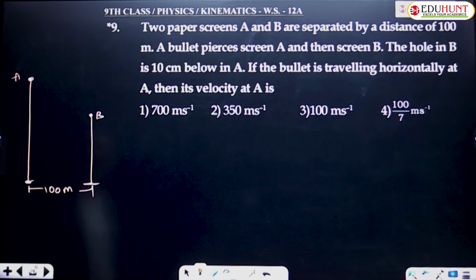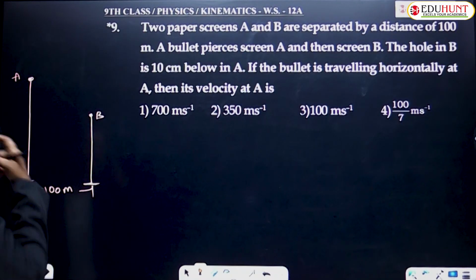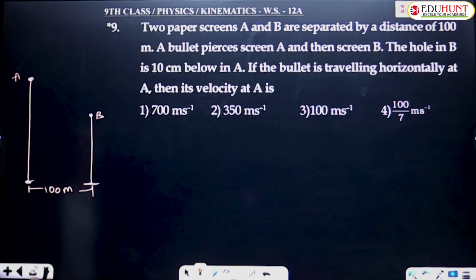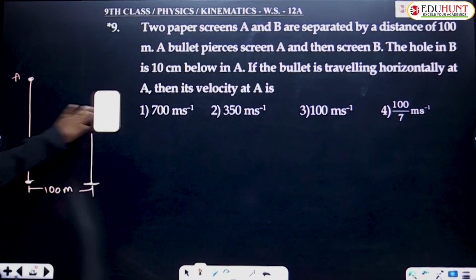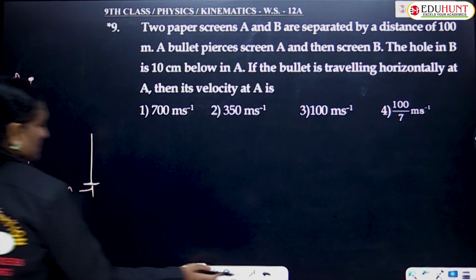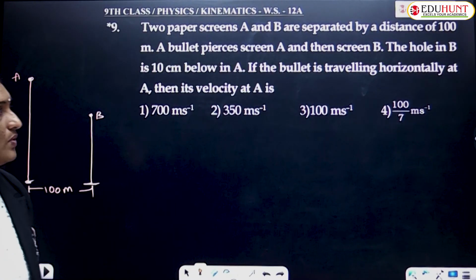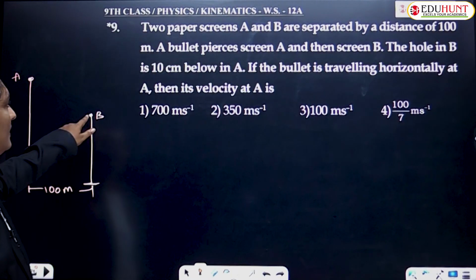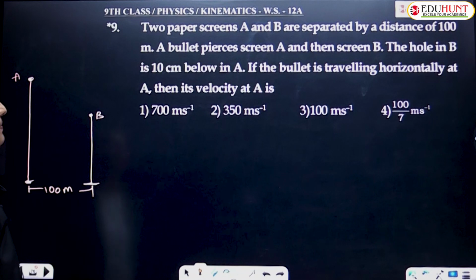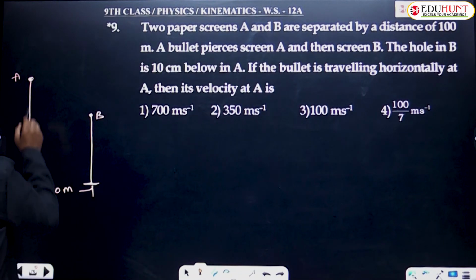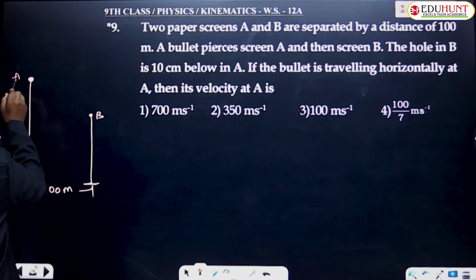A bullet pierces screen A and then screen B. Okay, so a bullet is there. So this bullet, what is given means this bullet first enters screen A and then it goes into the screen B. The hole in B is 10 centimeters below the hole in A. So here it is hole in A, the bullet goes something like this.